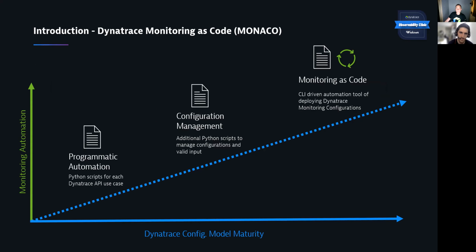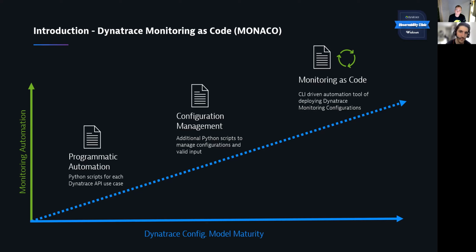So, introducing Monaco here. Some things that I've personally experienced is trying to generate different scripts for different Dynatrace API use cases. Definitely at that beginning stage of the Dynatrace configuration model maturity, you're generating different scripts for different functions. We've built on top of that using configuration files within those scripts. And then finally, the idea came to do monitoring as code.